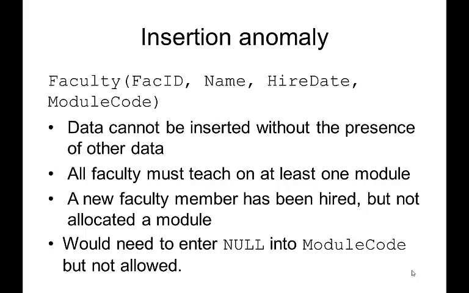If module code is required, then we couldn't enter a new faculty member until they have a module assigned to them. So module code in this case is obligatory. And that is what's called an insertion anomaly, because we want to insert a new faculty member, a name, hire date, but we can't do it because there's a constraint on the module code. And these are all the results of incorrectly designed databases because they haven't been properly normalized.